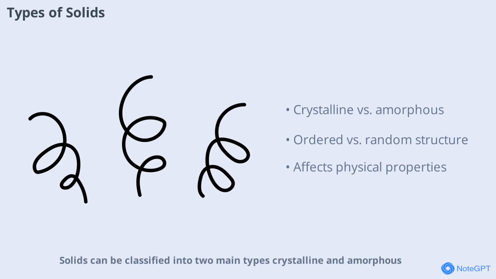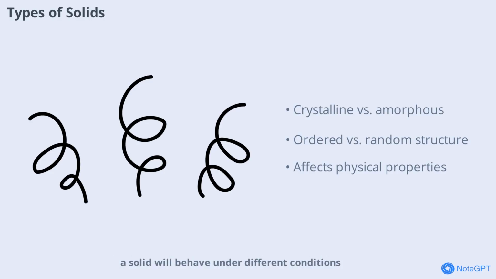Solids can be classified into two main types, crystalline and amorphous. Crystalline solids have a highly ordered structure with particles arranged in a repeating pattern. Examples include salt, sugar, and most metals. Amorphous solids, on the other hand, lack this regular arrangement. Glass and plastics are common examples. The difference in structure leads to different physical properties such as melting points and how they break. Understanding these types helps us predict how a solid will behave under different conditions.